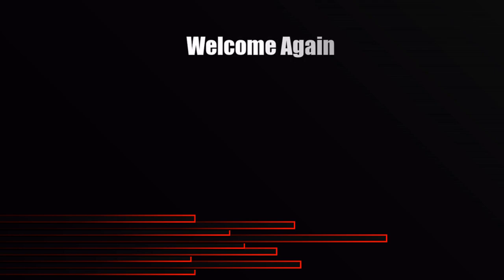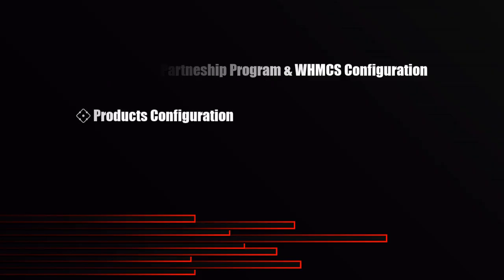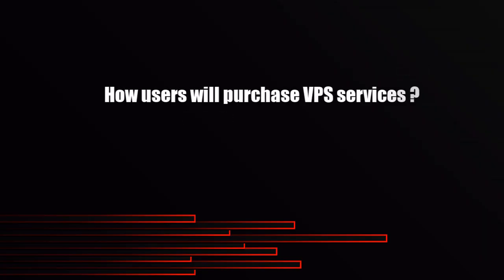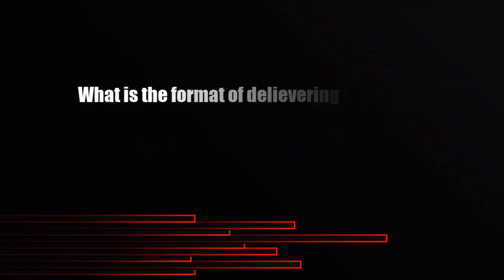Up till now, we completed two most important parts. First one is getting applied for a partnership program and configuring it with your WHMCS. And second, product configuration so users are able to purchase. Now the third part is how your users will purchase it, how you can deliver to your users, and what format you can use for delivery. So this is the third part.